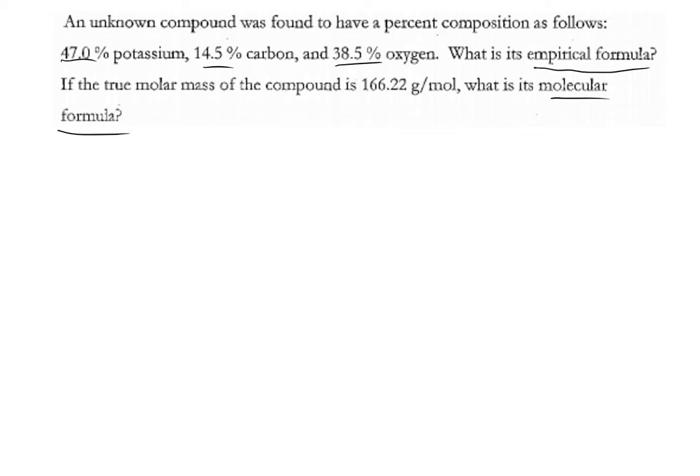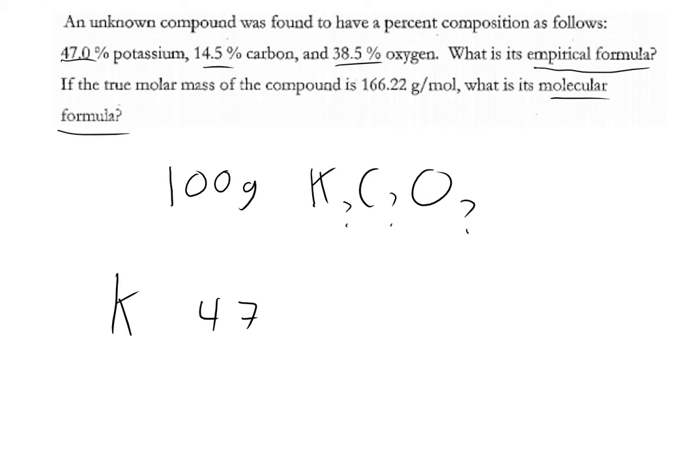So what we're going to do is pretend that we have 100 grams of potassium, carbon, oxygen, but we just don't know what the ratio of these numbers are. But we know there's potassium, carbon, and oxygen. And we're going to pretend there's 100. The reason we do that is if we know that potassium is at 47%, that means if there's 100 grams of it, we have 47 grams of potassium.